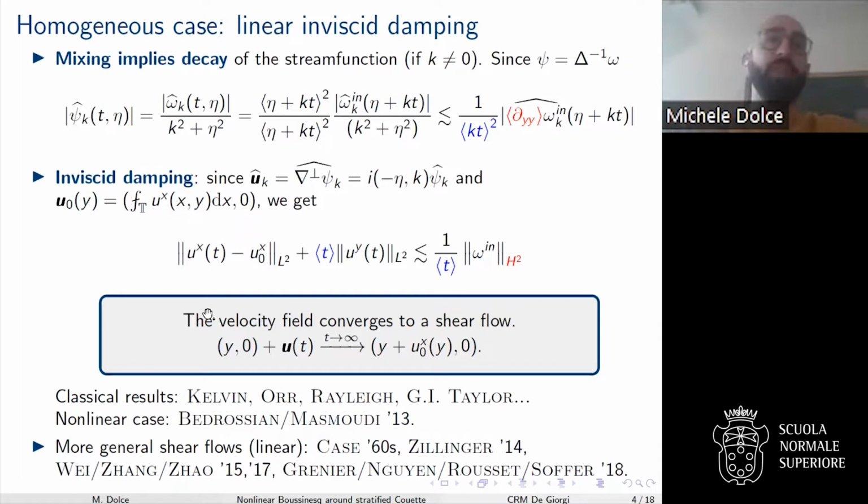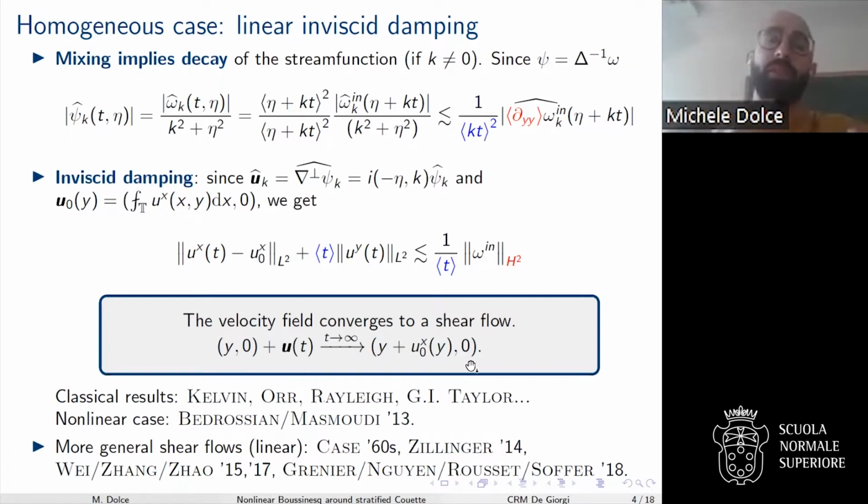But the physical meaning of this result is that if you do perturb a shear flow, on a very long time, you are going to converge to another shear flow determined by the background Couette plus the x average of your perturbation. Now, this mechanism was essentially already understood by Kelvin and Orr in 1907, and later classical investigation has been done for other shear flows.